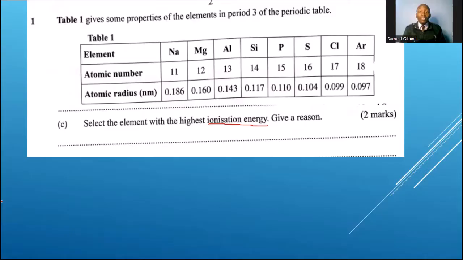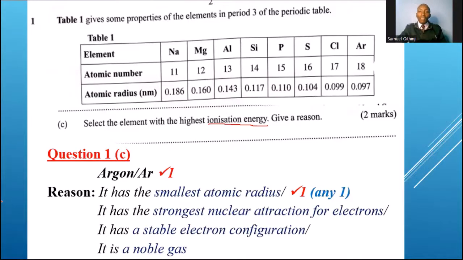So in this case, the element with the highest ionization energy will be, my student, you can guess before I reveal it. Yes, argon. If you look at the table, it has the smallest atomic radius. If it has the smallest, that means it has the highest.